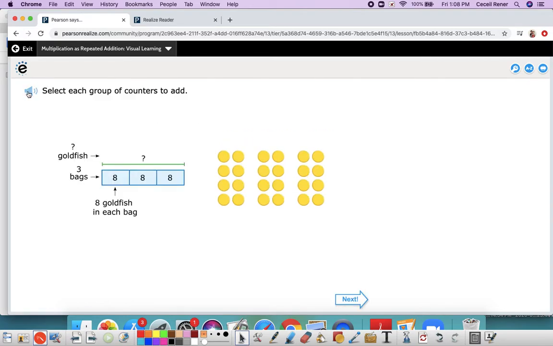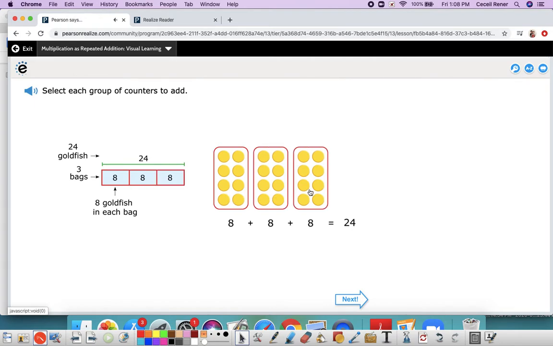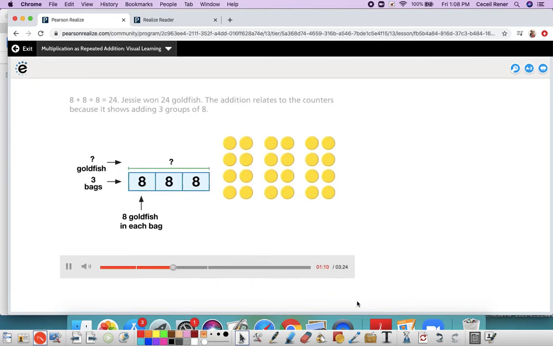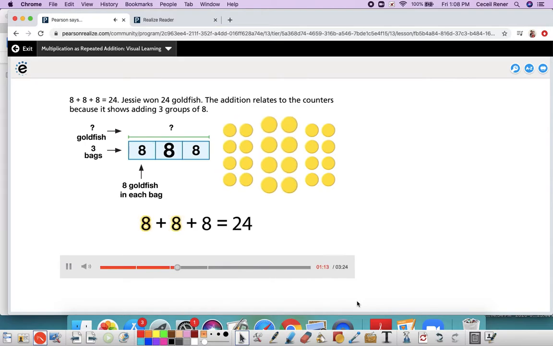It says here, select each group of counters to add. So we're going to add up all of our counters. 8 plus 8 equals 16. 8 plus 8 plus 8 equals 24. So there's 24 goldfish in the 3 bags. Jessie won 24 goldfish. The addition relates to the counters because it shows adding 3 groups of 8.